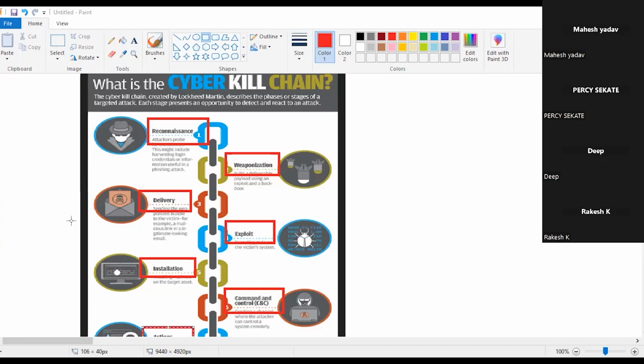Okay, so the last step, action, the goal of the hacker. So these are the methodology and the phases, or you can say the stages of a targeted attack. Stages that present the opportunity to detect and react to an attack.